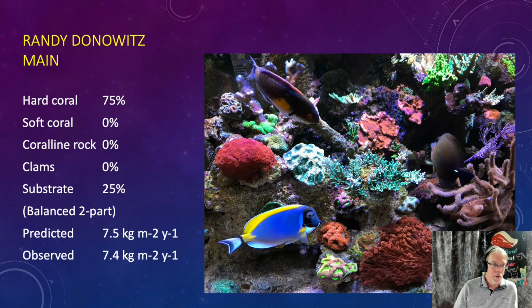So this was Randy Donowitz's main reef at Pratt University. This is a really famous system, and a number of these systems that I'm describing are fairly well known. When Randy did the survey, the hard coral covered about 75% of the projected area of the aquarium. The predicted calcification rate was about 7.5 calcification units, and the observed calcification rate was about 7.4. Okay, so it was right on the money for this aquarium.